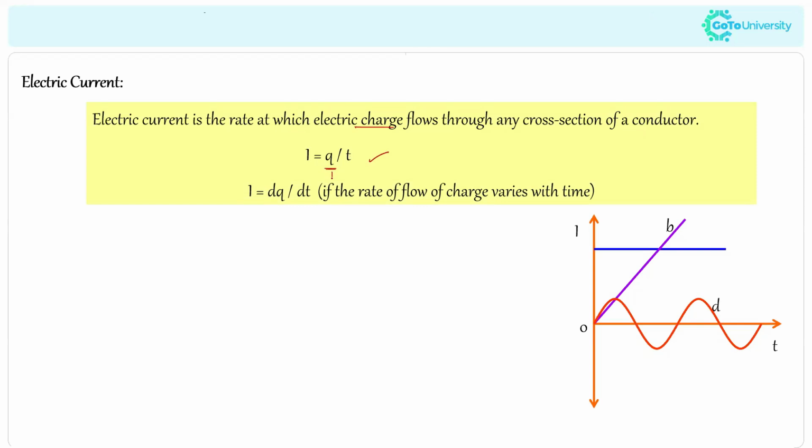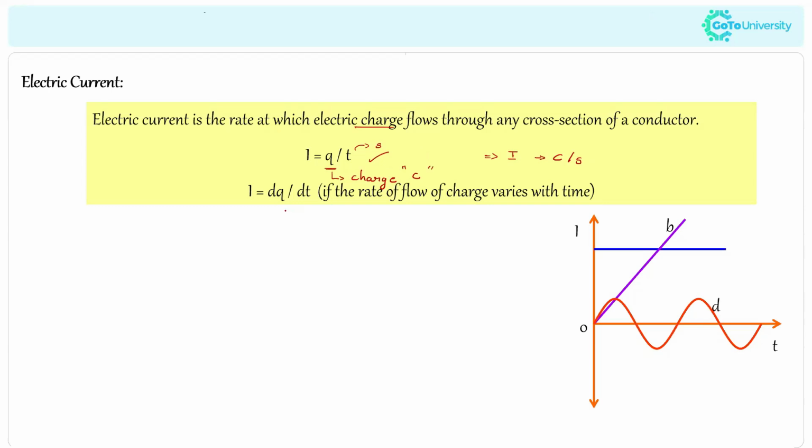Here Q represents the value of charge, which is measured with a unit of coulomb. And T represents the time, which is measured with a unit of second. So the unit of current will be coulomb per second, and the SI unit of current is nothing but ampere.